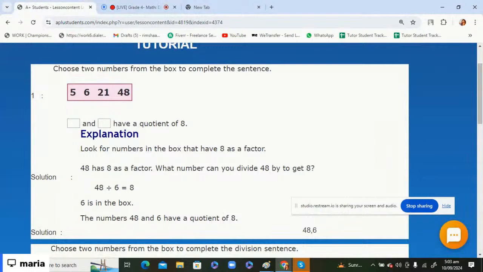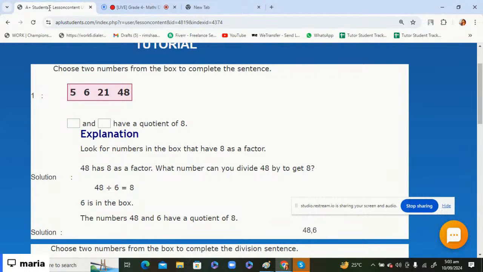So here are the four numbers, like 5, 6, 21, and 48. You are going to select the two numbers, then divide these two numbers and get the answer 8. So which two numbers? We are just selecting the numbers and then dividing.